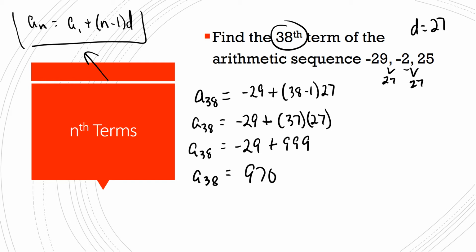Now, in the next example, or the next scenario, we're going to find something other than the 38th term. In fact, we're going to find the common difference, where we're given a number in the sequence and a_1.